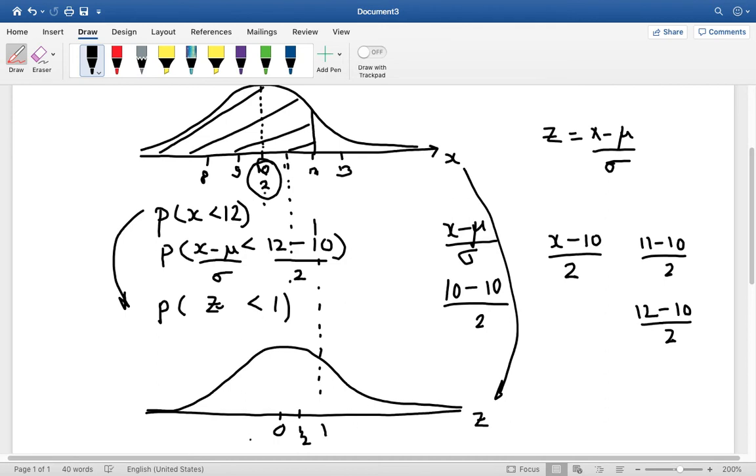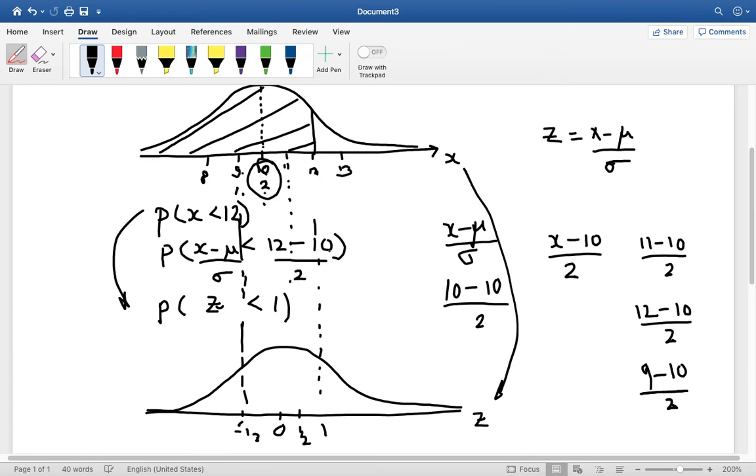What does the 9 become? What does that 9 become when we get down to here? Let's do it here. 9 minus 10 is negative 1 over 2. So it's going to become negative a half. I haven't done those exactly to scale, but that's what that becomes down here.